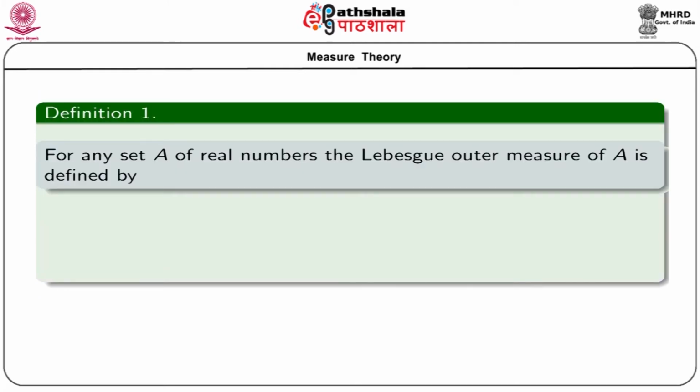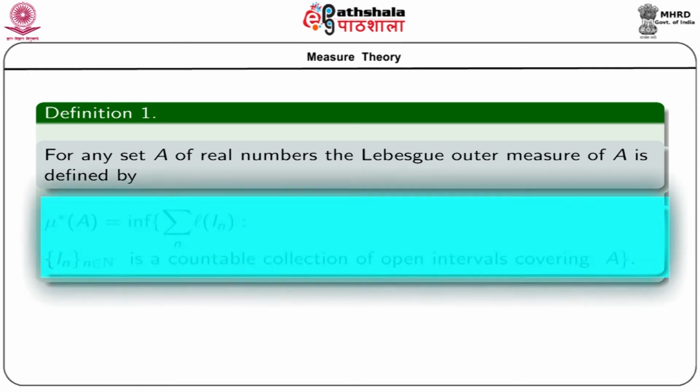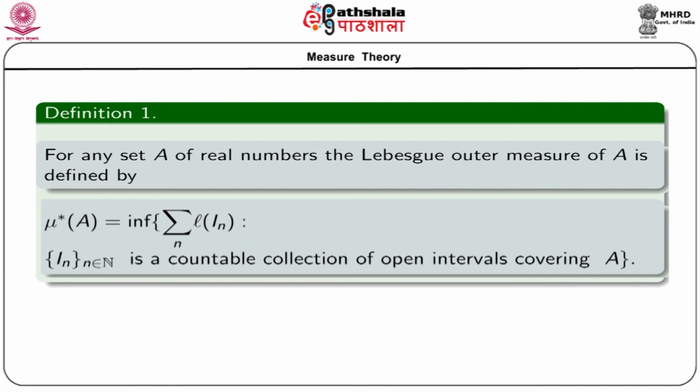Now, we start with the formal definition of Lebesgue outer measure of a set of real numbers. For any set A of real numbers, the Lebesgue outer measure of A is defined by mu star A equal to the infimum of the sum over n of the length of I_n, where {I_n} is a countable collection of open intervals covering the set A.